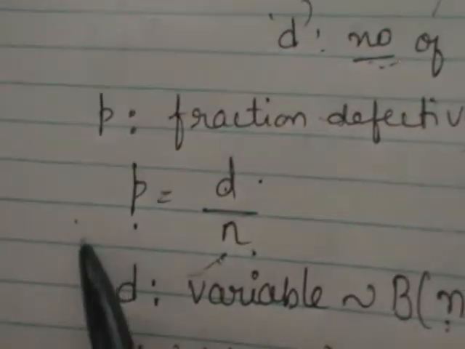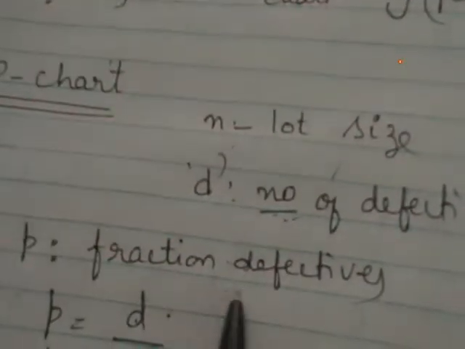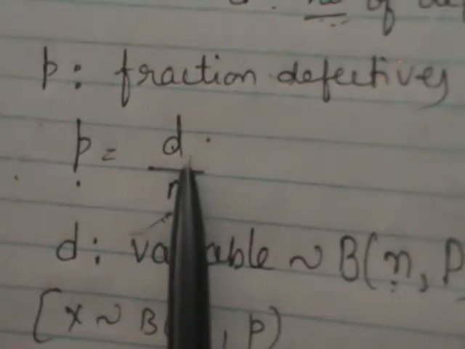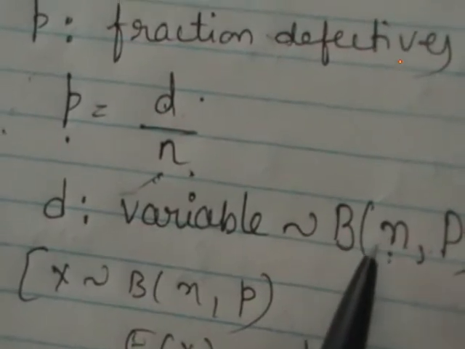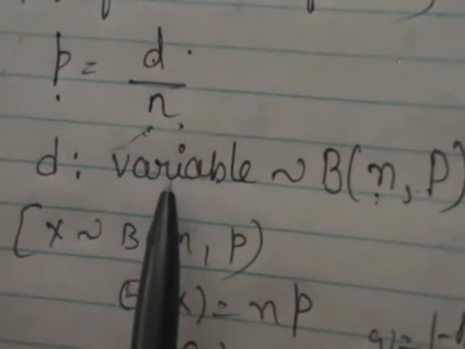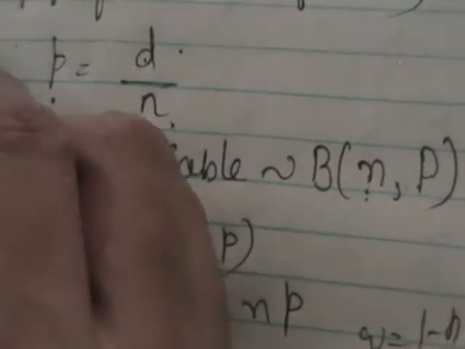P chart is calculated for fraction defectives. Let us consider a lot of size n, with D the number of defectives. Then small p indicates the fraction defective, which is nothing but D by n. If we observe here, n is a constant, D is a variable, moreover a random variable which follows a binomial distribution with parameters n comma p. Why binomial? Because each unit can be categorized as a defective one or a non-defective one. We have only two alternatives. So D follows a binomial distribution with n comma p. Now we have defined p.